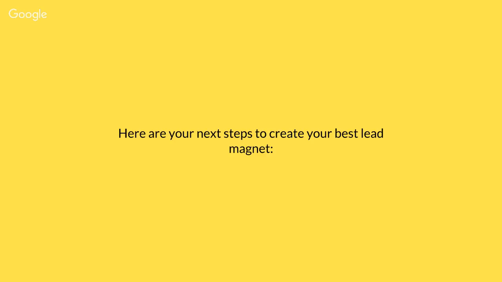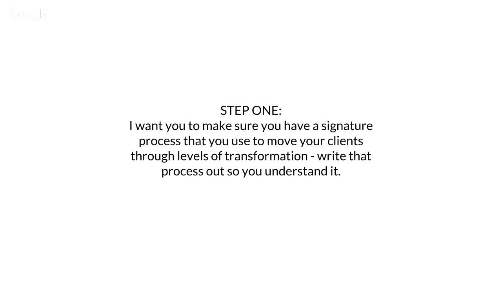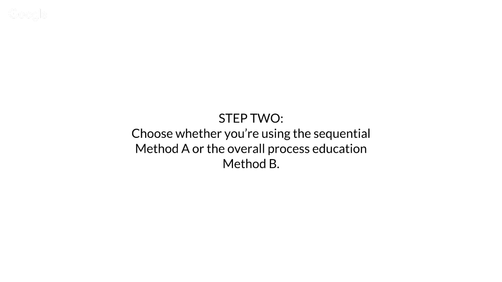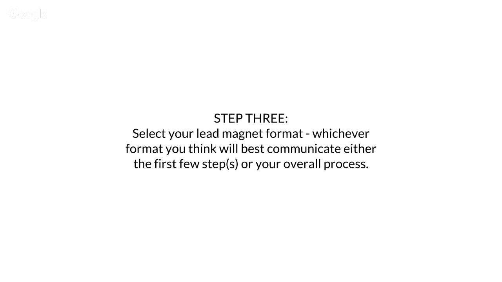So here are your next steps to create your best lead magnet, okay? So step one, I want you to make sure that you have a signature process that you use to move your clients through levels of transformation. So write that process out so you can understand it. Step two, I want you to choose whether you're using the sequential method A or the overall process education method B. Step three, I want you to select your lead magnet format, whichever format you think will best communicate either the first few steps or your overall process.